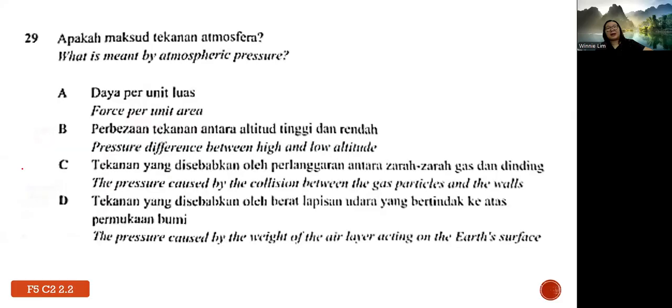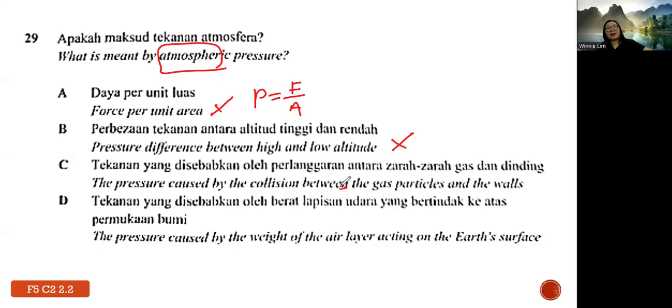29. What is meant by atmospheric pressure? In general, pressure is force per unit area. This is a general idea, that in any solid object, pressure is force per unit area. But they want atmospheric pressure, so it is not so accurate, understand? Then B, pressure difference between high and low altitude, also not correct.